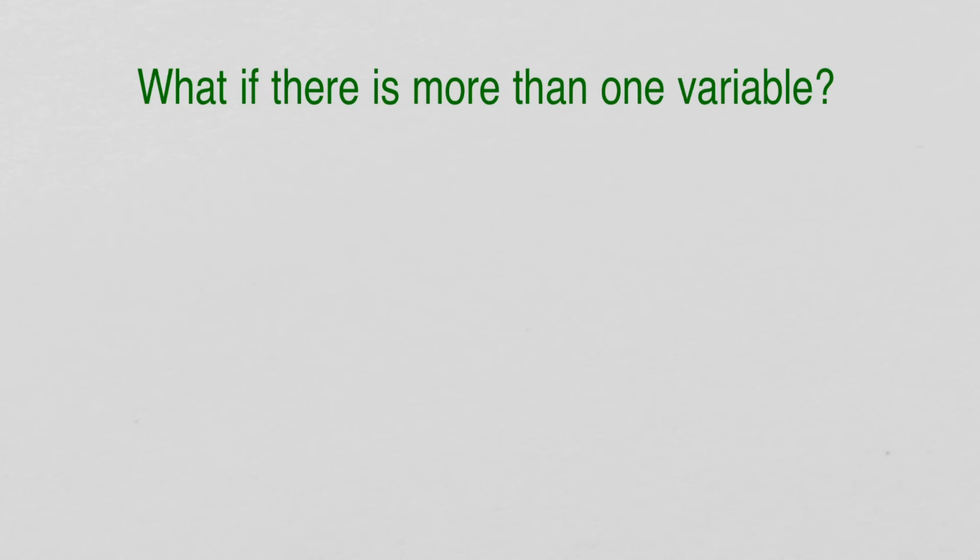We can take this a step further. We can say, what if there's more than one variable? Everything we've looked at so far, there's only been one variable each time. So let's see what happens in this situation. I have x outside of the parenthesis. Inside the parentheses, I have 4 plus y. Now, this is probably something you've never seen before.